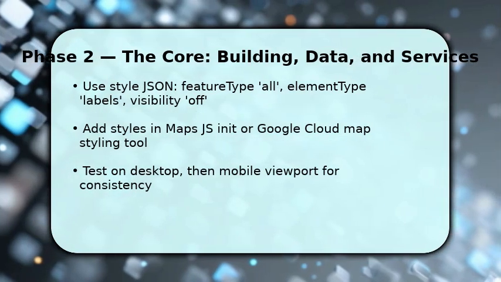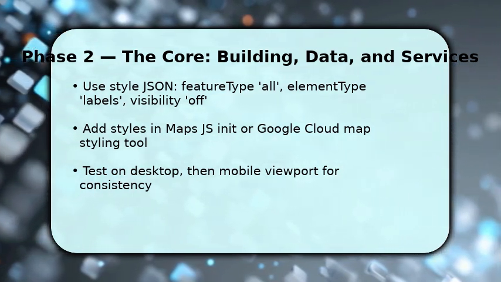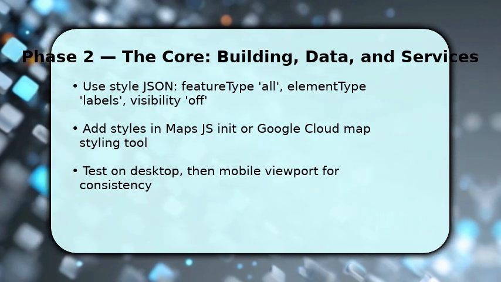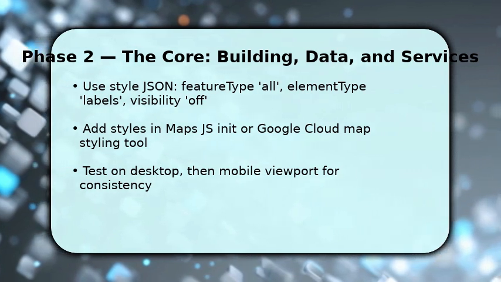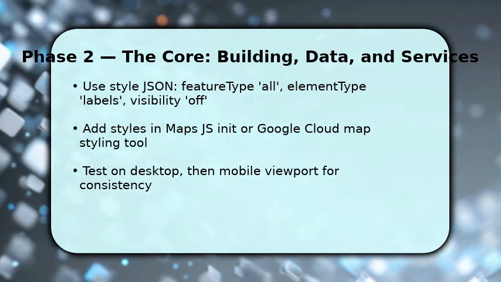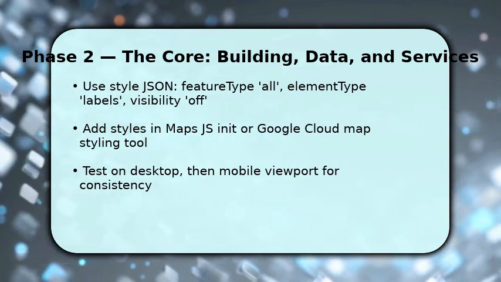Now edit the map initialization to include a style that hides labels. Add a JSON rule where feature type is all, element type is labels, and stylers set visibility to off. Insert that styles array into the map options in your map's JavaScript init code, or create a custom map style in Cloud and attach its ID.